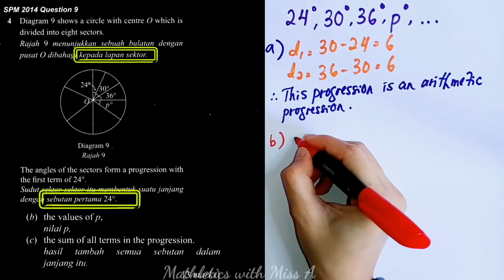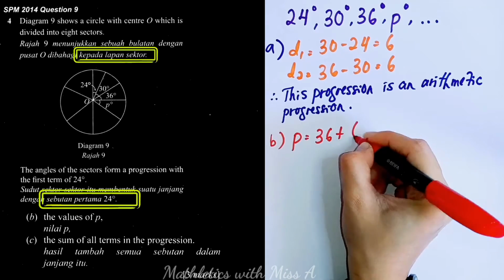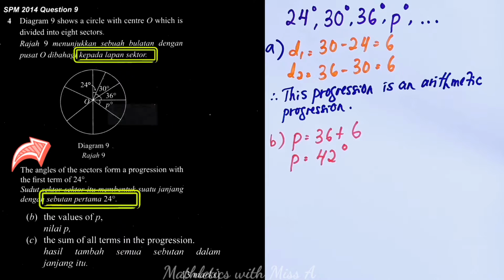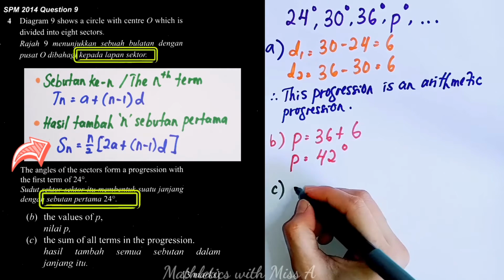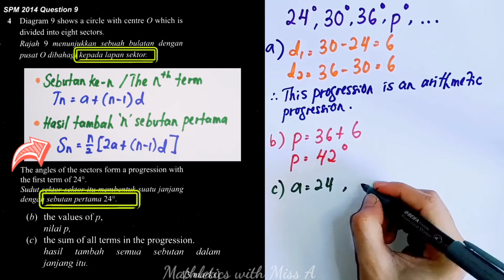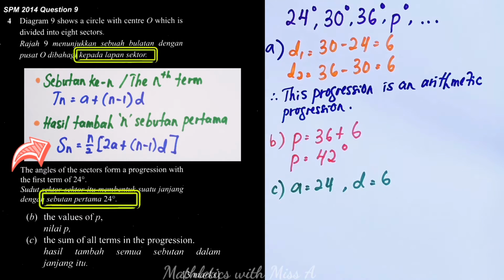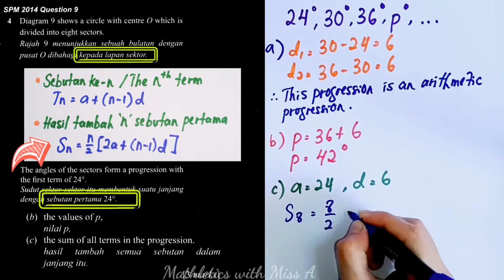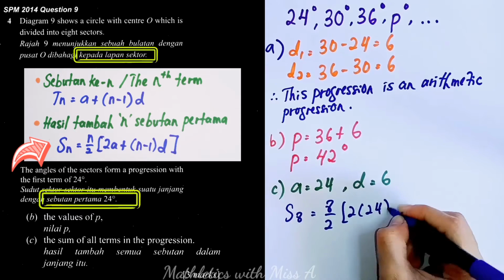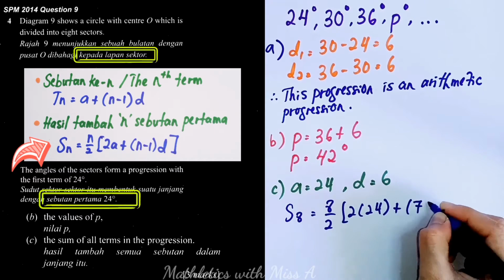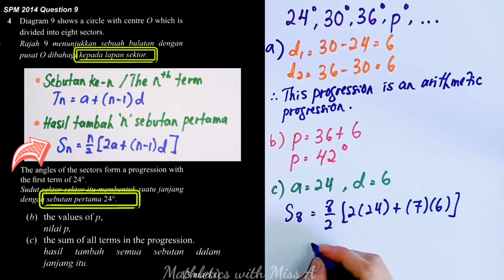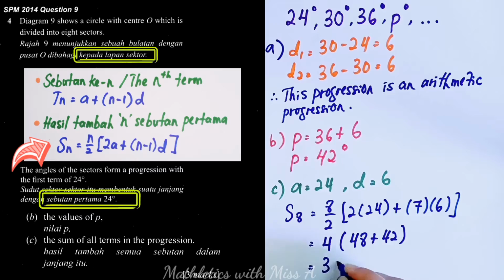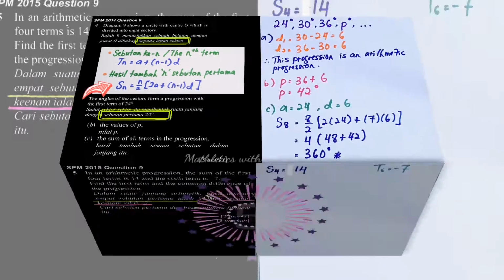Then B, the value of P. So 36 plus 6, so P equals 42 degrees. And C, the sum of all terms in the progression. So this diagram has 8 sectors. By using formula Sn, S8 equals 8 over 2 in bracket 2 times 24 plus 7 times 6. So expand, and the final answer is 360 degrees.